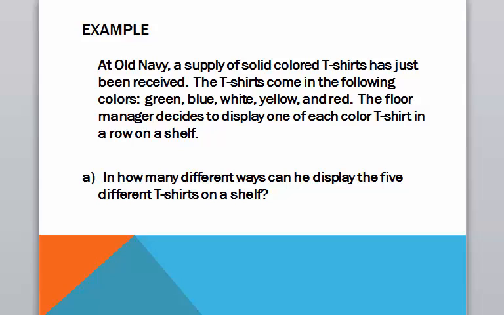So we want to approach this problem by thinking of having 5 positions to fill. In other words, having 5 spots on the shelf where we're going to display a particular t-shirt. In the first position, here on the left, he can select any of the 5 t-shirts. So he can select green, blue, white, yellow, or red. And so he has 5 color choices.